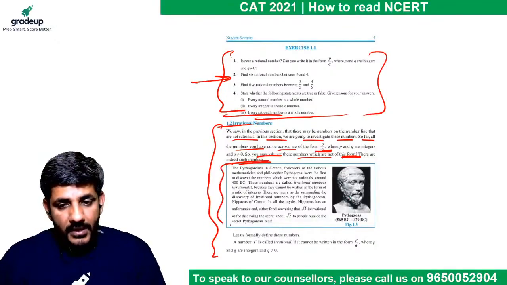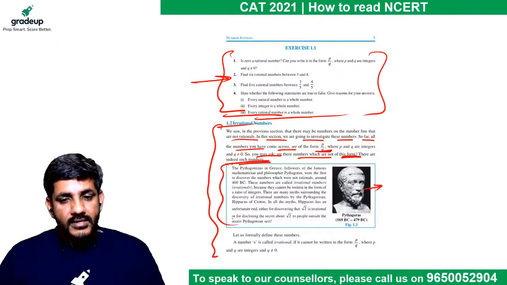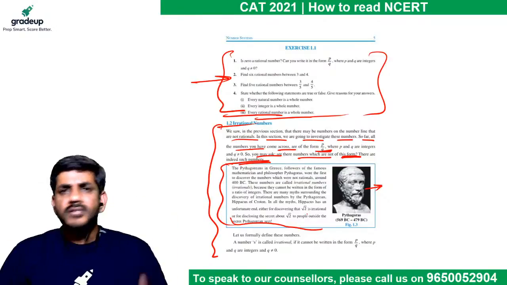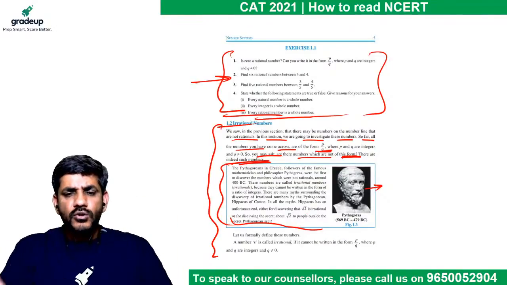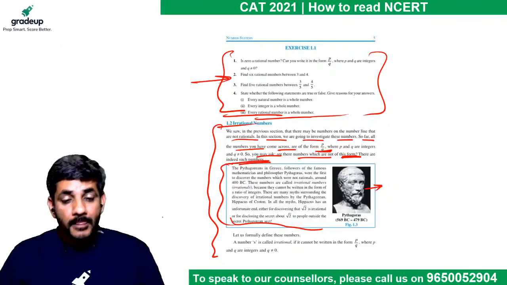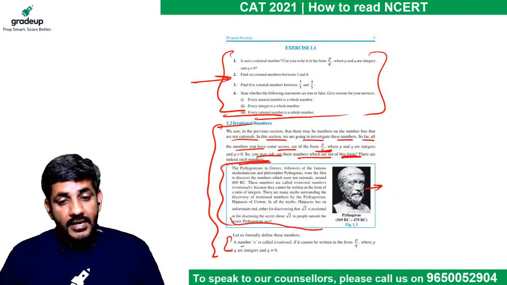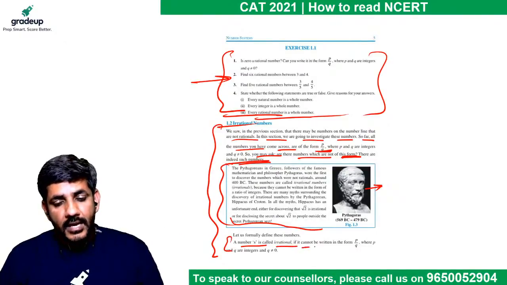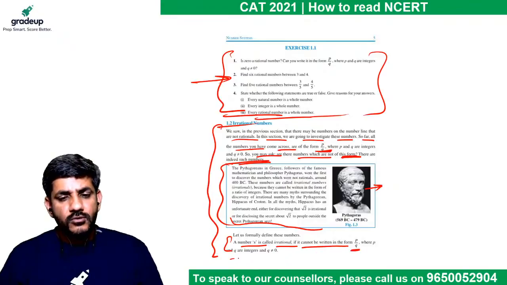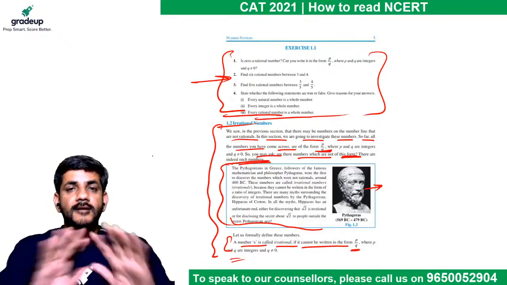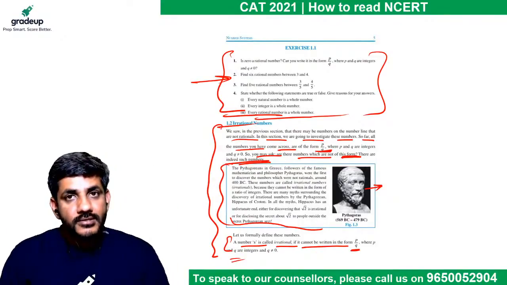And here is the photo of Pythagoras, and he is telling you something about irrational numbers. Read it. It's a story, you can read it and you'll understand. And then he gives a definition. A number S is called irrational if it cannot be written in the form of P by Q, where P and Q are integers. We got the definition of irrational from this.